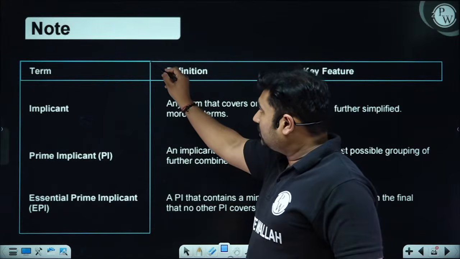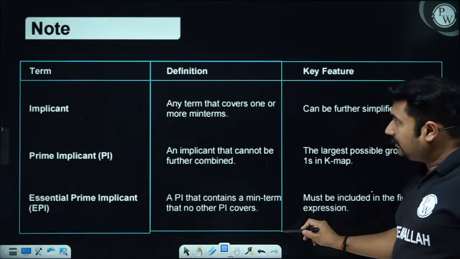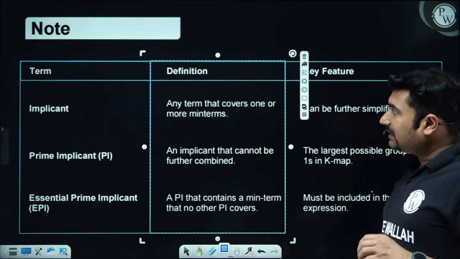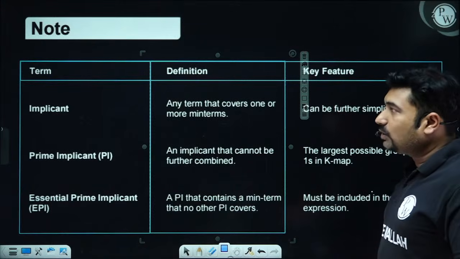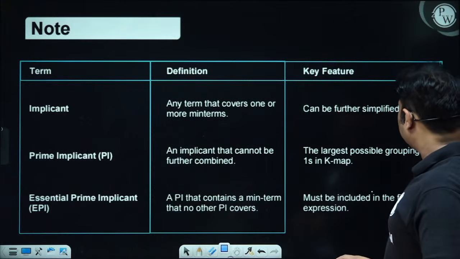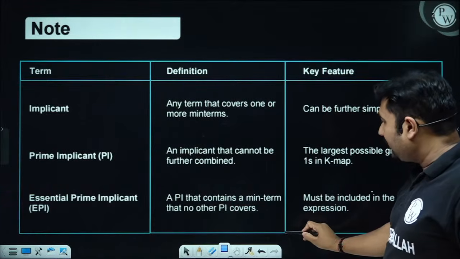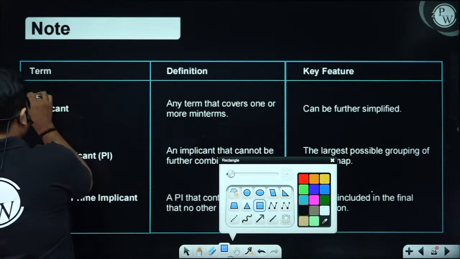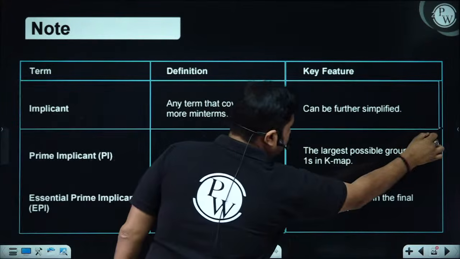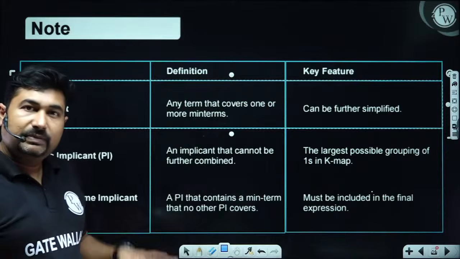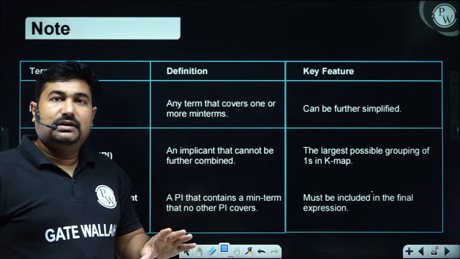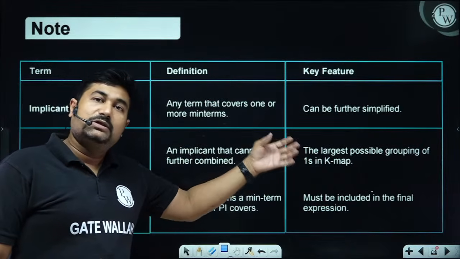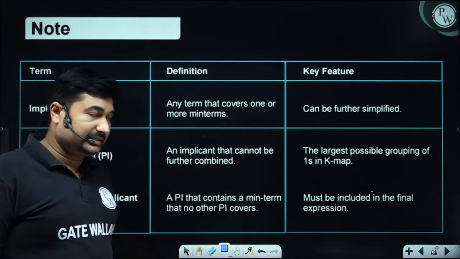So we have min term, implicant first. Any term that covers one or more min terms is called an implicant. Key feature: it can be further simplified. A min term which can be further simplified comes in the category of implicant. Any min term, single or covering more than one min term, is your implicant, which can be further minimized.